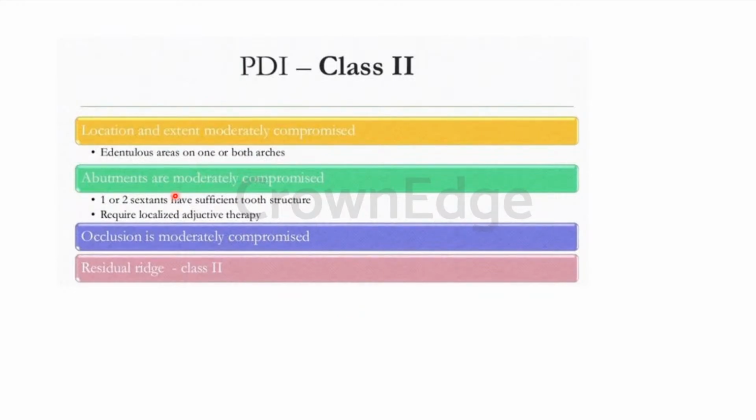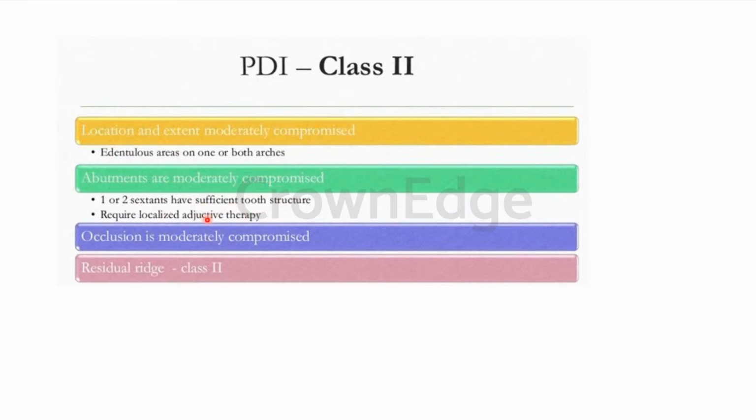Okay, so the location and extent. In one we have it in one of the edentulous arches. In two, we have it in one or both. So even if it's present in both, it counts for a PDI Classification 2. What you also have to understand is that the abutments are moderately compromised. The teeth support on either side with regards to your PDI, the abutment teeth are very moderately compromised, and some amount of adjunctive therapy is required.